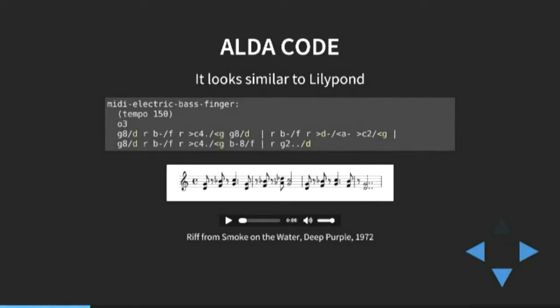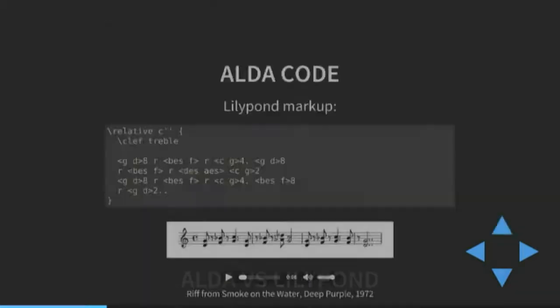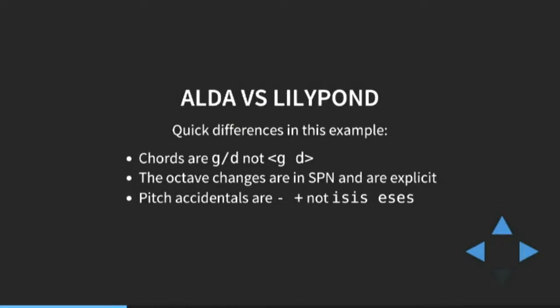Getting the representation from music notation and going up to Older is, yeah, it's not too difficult. So a couple of differences. Chords are a note slash a note; you don't have to angle bracket it to say what a chord is.